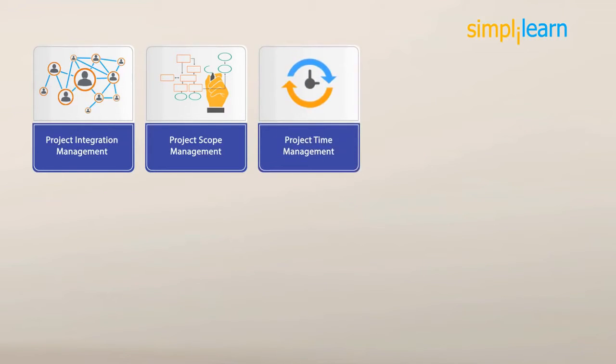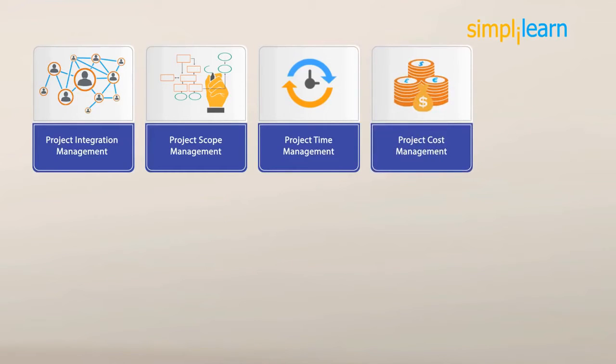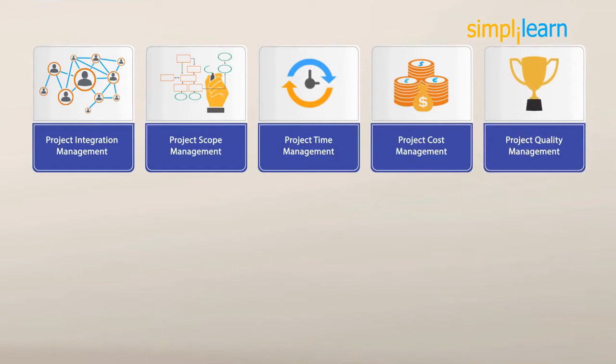Project time management: the processes required to manage the timely completion of the project. Project cost management: the processes involved in planning, estimating, budgeting, financing, funding, and controlling costs so that the project can be completed within its approved budget. Project quality management: the processes that determine quality policies, objectives, and responsibility so that the project will satisfy the needs for which it was undertaken.